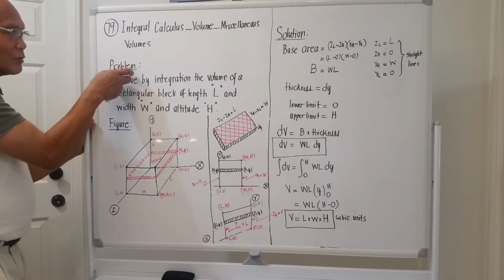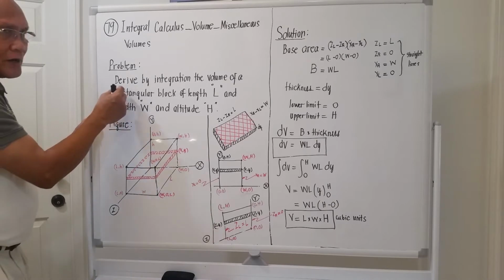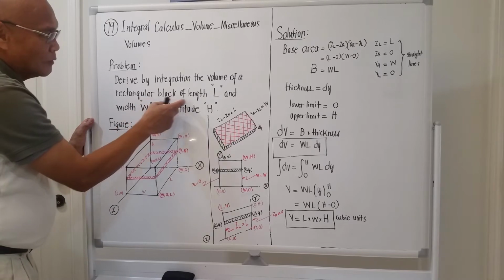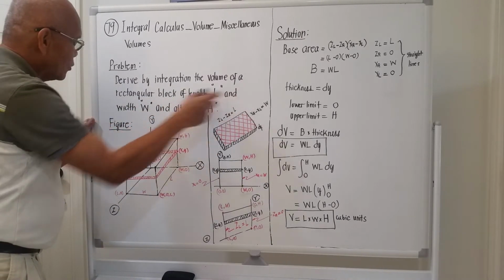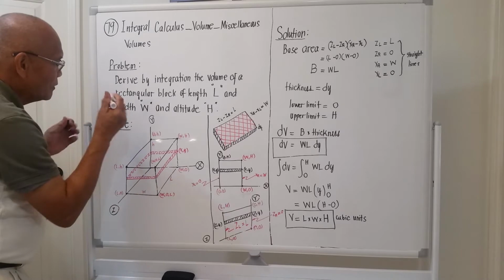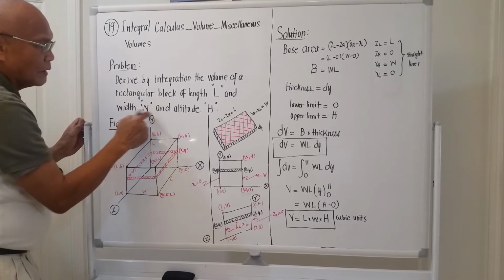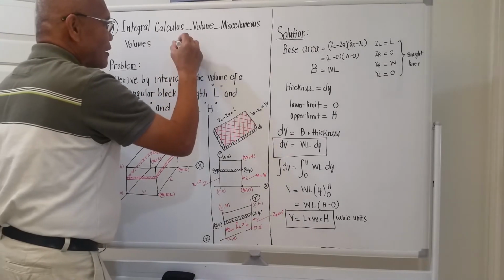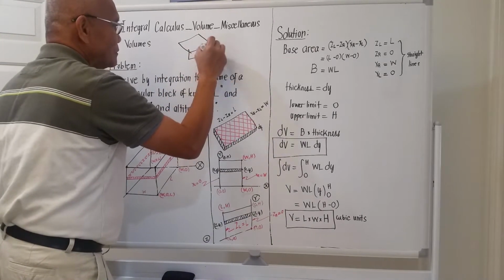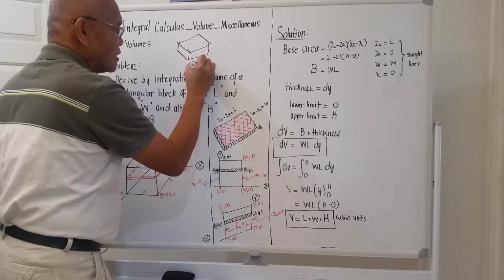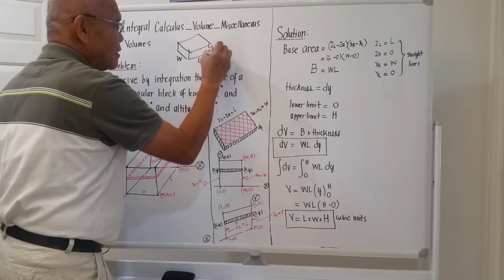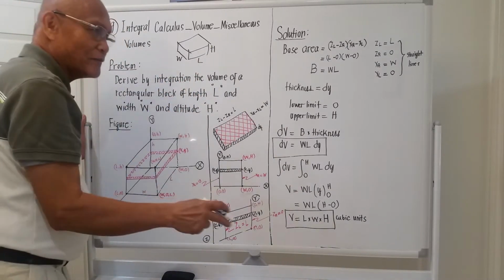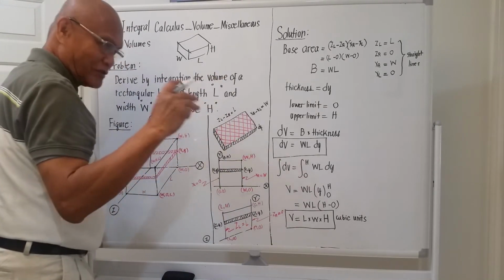Okay, I will try to read the problem. Derive by integration the volume of a rectangular block of length L and width W and altitude capital letter H. Meaning, we are given a rectangular block. This is length, this is width, and this is height. And the problem is asking that we shall derive the formula for taking the volume as a general equation.